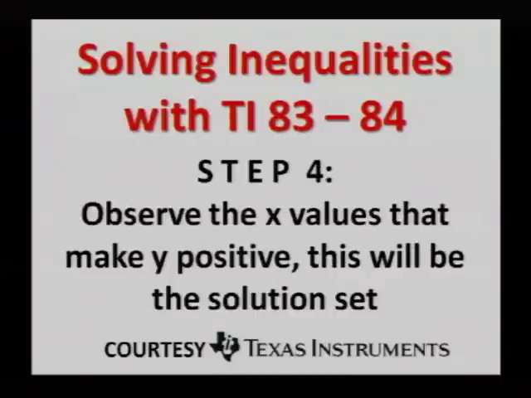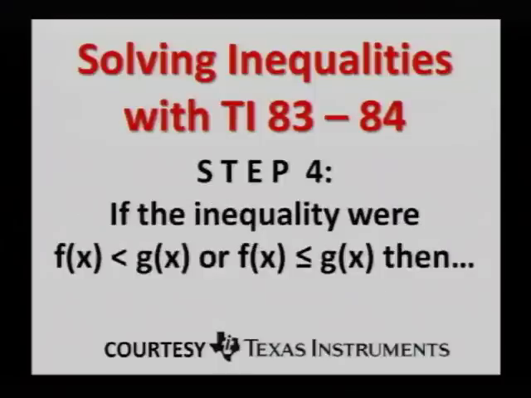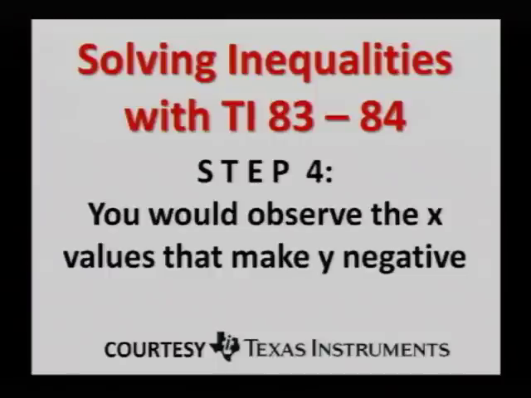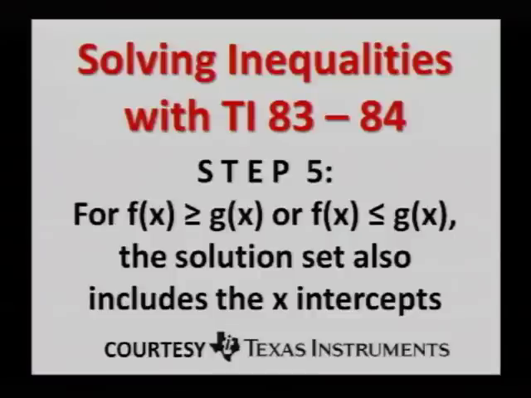Step 4. Observe the x values that make y positive. This will be the solution set. If the original inequality were given, like f of x is less than g of x, or f of x is less than or equal to g of x, then you would observe the x values that make y negative. For f of x is greater than or equal to g of x, or f of x is less than or equal to g of x, the solution set also includes the x-intercepts.